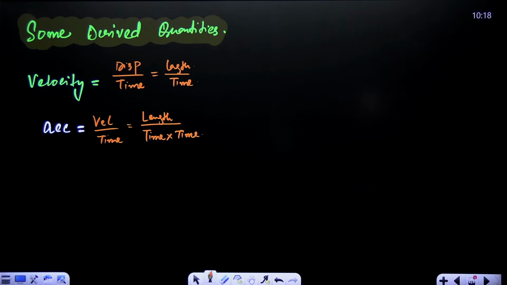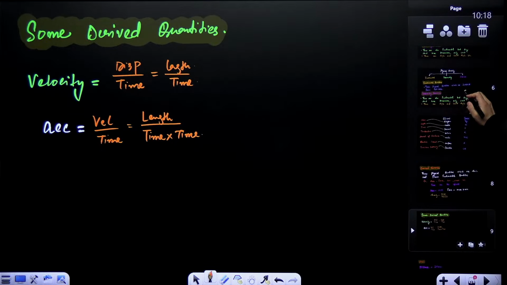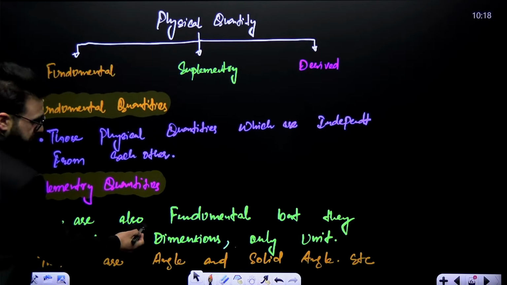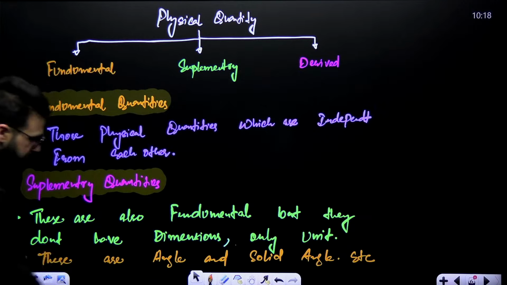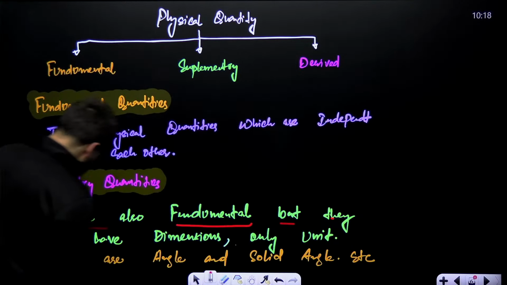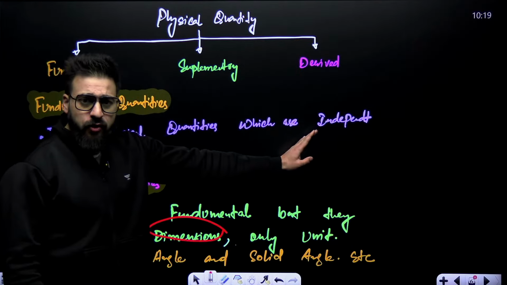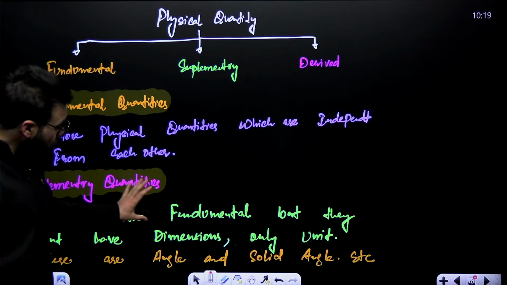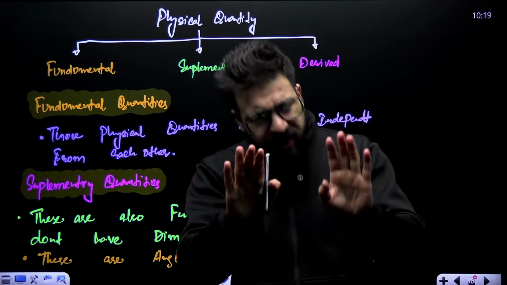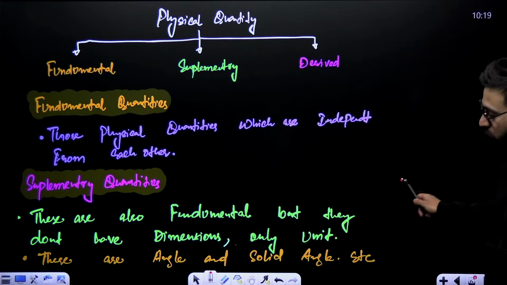Okay, fine. Cool. So these are what we call the derived physical quantities. Now, guys, let's take a look at supplementary physical quantities. We'll have to see this later. As of now, just remember: supplementary physical quantities are also fundamental, but they do not have dimensions. Okay, sir, what is this dimension? We'll see it later on. They have only unit. Those physical quantities which have only unit but do not have dimension. If you ask me what is dimension, we'll see after some time. As of now, just remember the definition. Examples are angle, solid angle, etc., which we will see after some time.